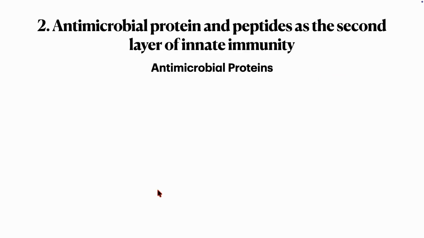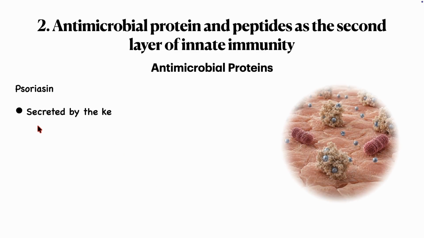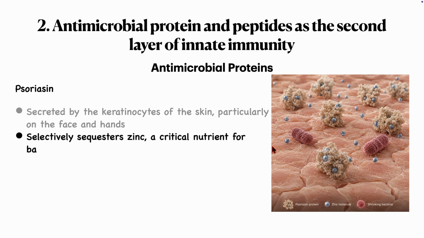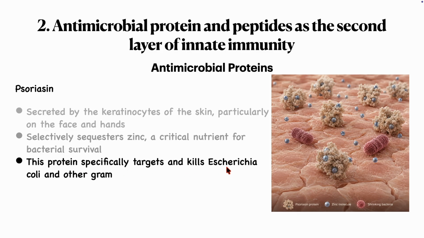The last antimicrobial protein that you should know is psoriasin. It is secreted by keratinocytes of the skin, particularly on the face and hands. It selectively sequesters zinc, a critical nutrient for bacterial survival. This protein specifically targets and kills Escherichia coli and other gram-negative bacteria.